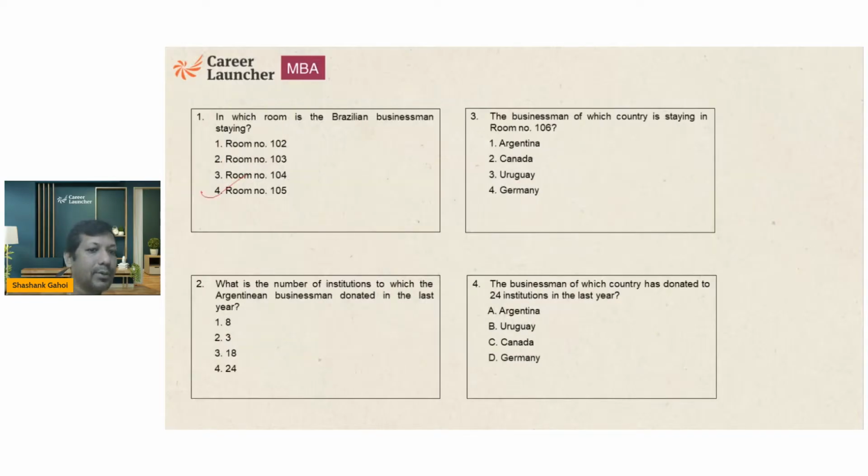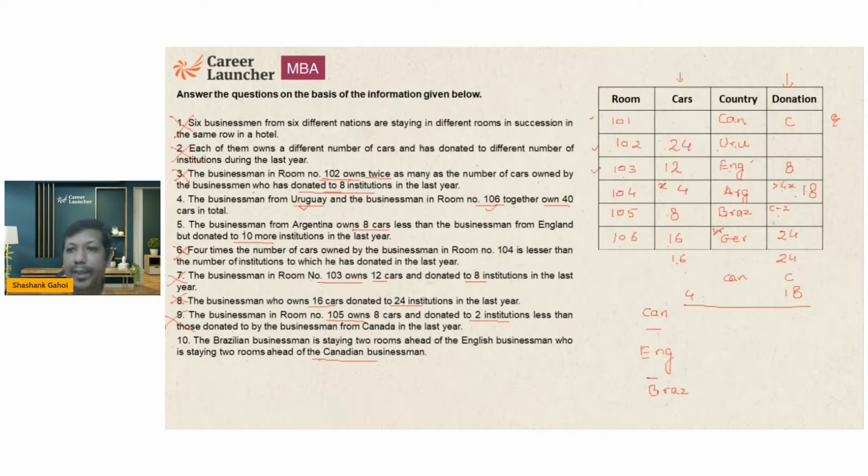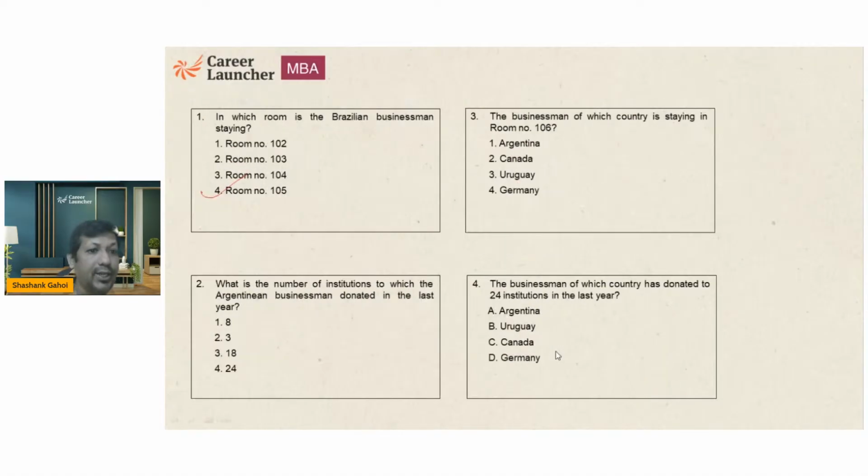Now, what is the number of institutions to which Argentinian businessmen donated last year? Argentinian businessmen made 18 donations, and that is going to be option 3. Got the answer very quickly. Now the next one, the businessman of which country is staying in 106? That is definitely going to be Germany. The businessman of which country donated to 24 institutions? So 24 institutions is Germany itself. So the answer of that question is going to be option D.